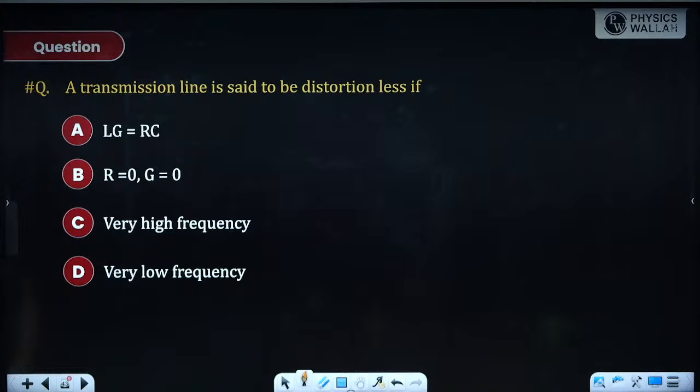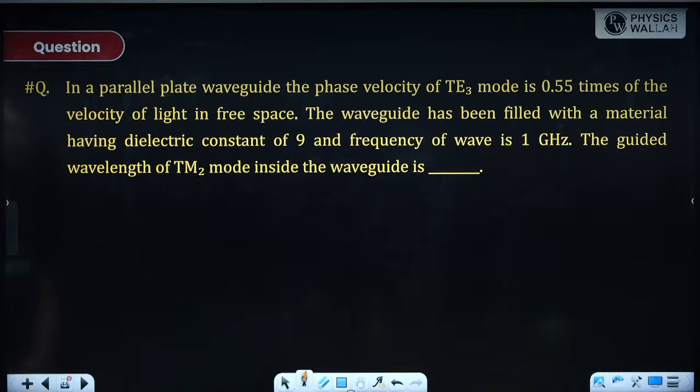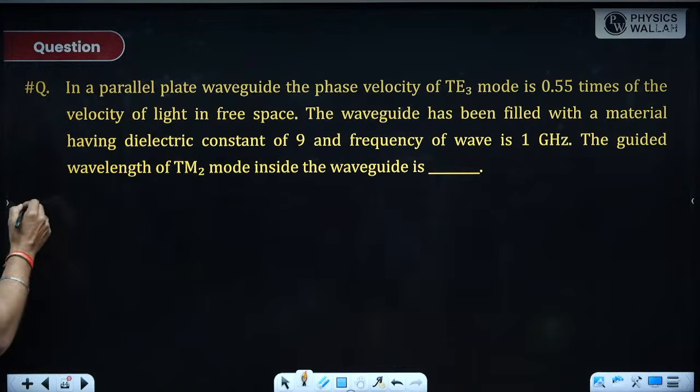Next, a transmission line is said to be distortionless if LG is equal to RC. A parallel plate waveguide TE3 mode is 0.55 times the velocity of light in free space. The waveguide has been filled with a material having dielectric constant 9. The frequency of the wave is 1 GHz. The guided wavelength of TM2 mode is? Very good question.